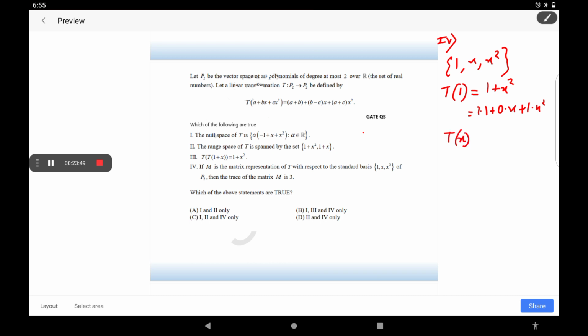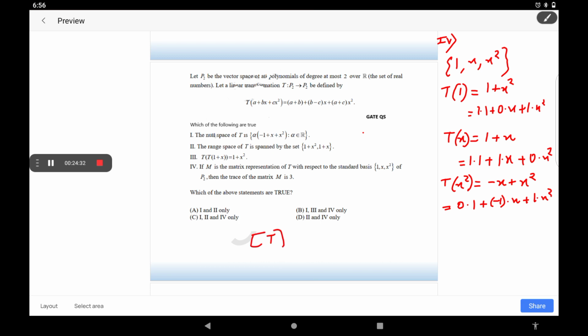T of x means A is 0, B is 1 and C is 0. So it is 1 plus x. This can be written as 1 into 1 plus 1 into x plus 0 into x square. Now T of x square: A is 0, B is 0, C is 1. So minus x plus x square. This can be written as 0 into 1 plus minus 1 into x plus 1 into x square.